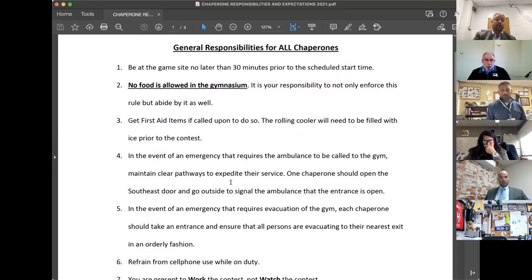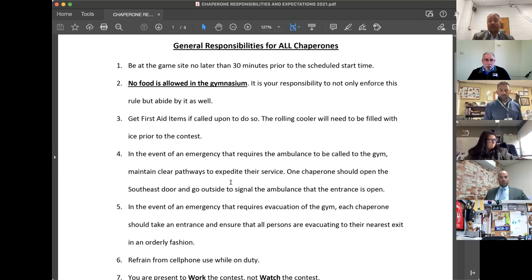In the event of an emergency that requires an ambulance to be called, we maintain clear pathways. I'm very specific with them. One chaperone goes to the southeast door. That's the signal to the ambulance of where to come in, because they can back right up to our gymnasium. This is all, again, for the indoor sports. They can back right up, so they're not going to go, "Oh, which door do I need to go to?" No, the southeast door, that's the door the ambulance comes in. Make sure you get there.